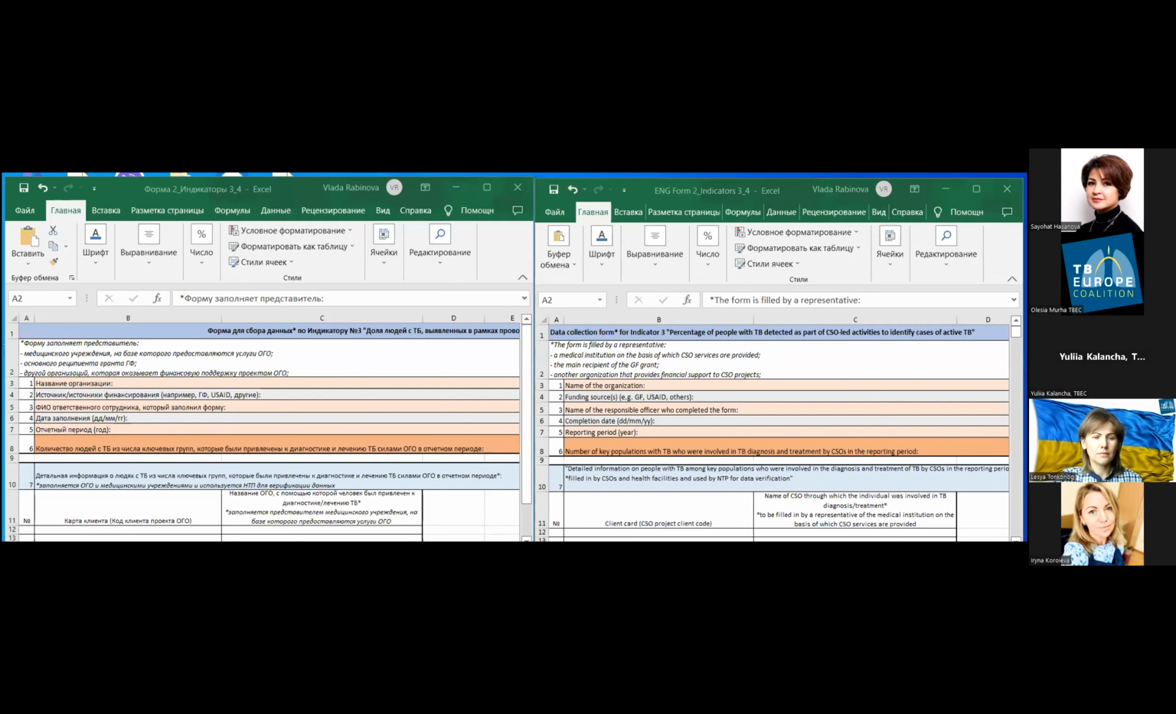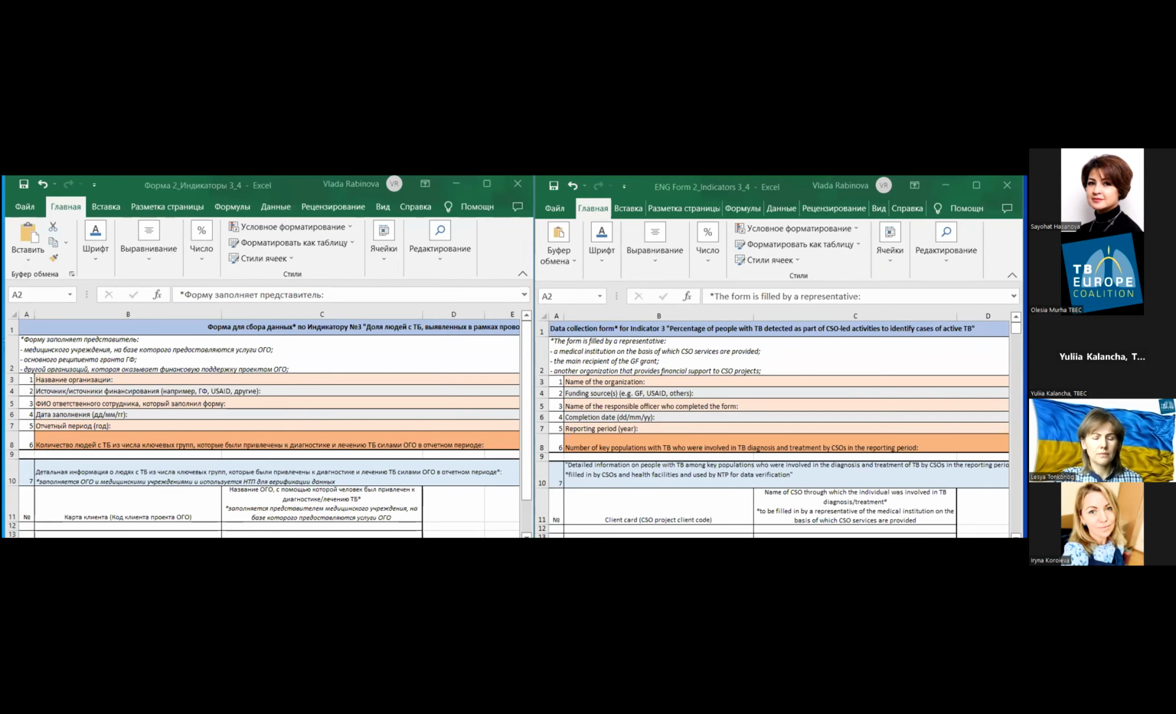So when you click on this link, you will see that this form is rather simple for use. This spreadsheet is in the Excel format. It can be filled in by representatives of a healthcare facility which provides services, or by other organizations that provide financial support to the projects implemented by CSOs, and by CSOs themselves who provide services in relation to TB.